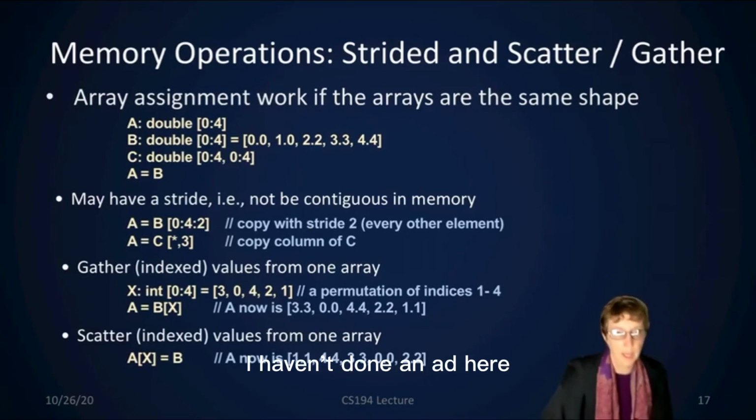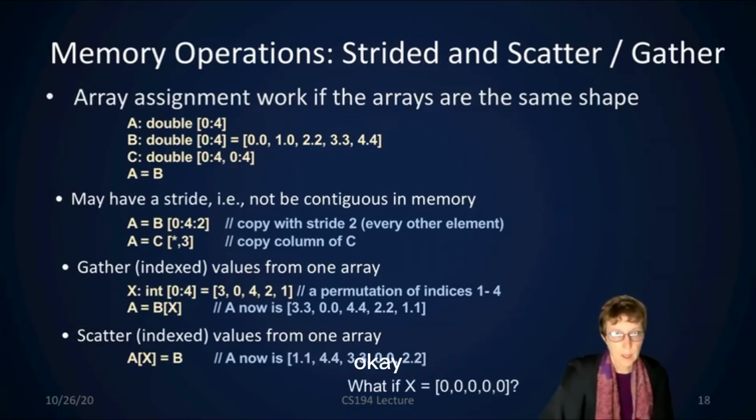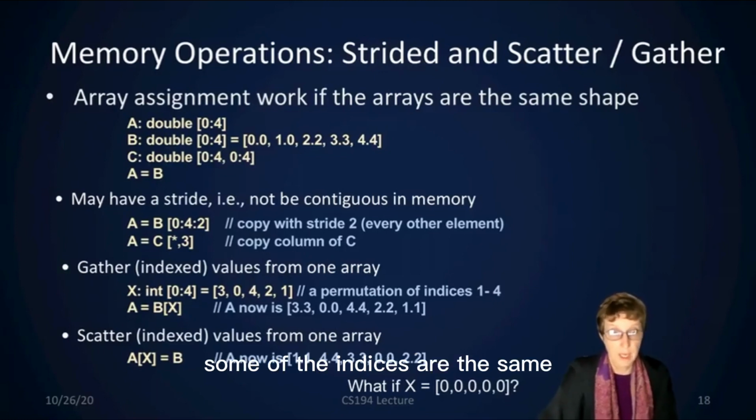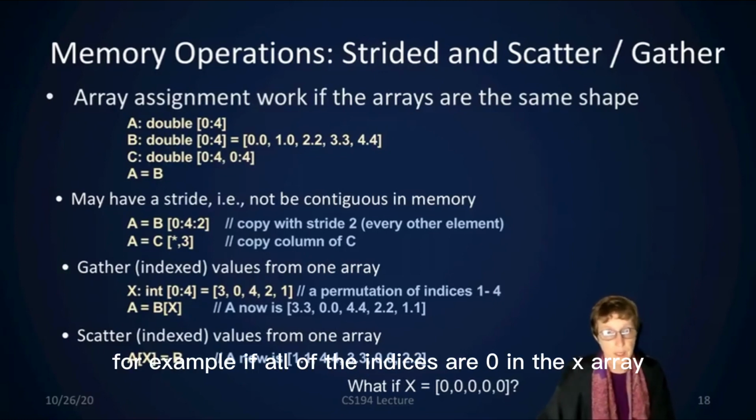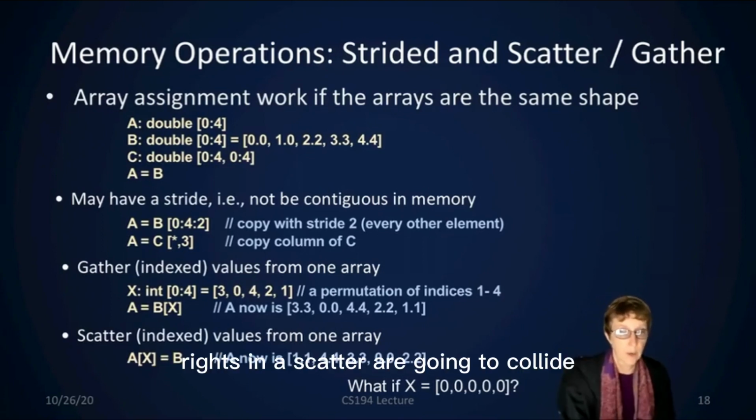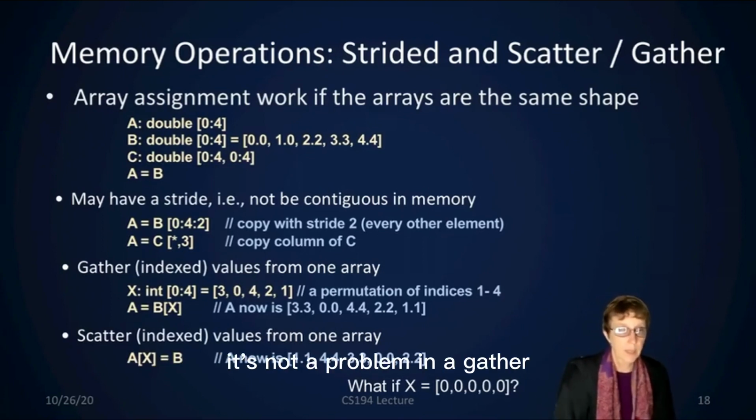I haven't done an add here. Okay, now you might ask, what happens if some of the indices are the same? For example, if all of the indices are 0 in the X array, then all of those writes in a scatter are going to collide. It's not a problem in a gather.